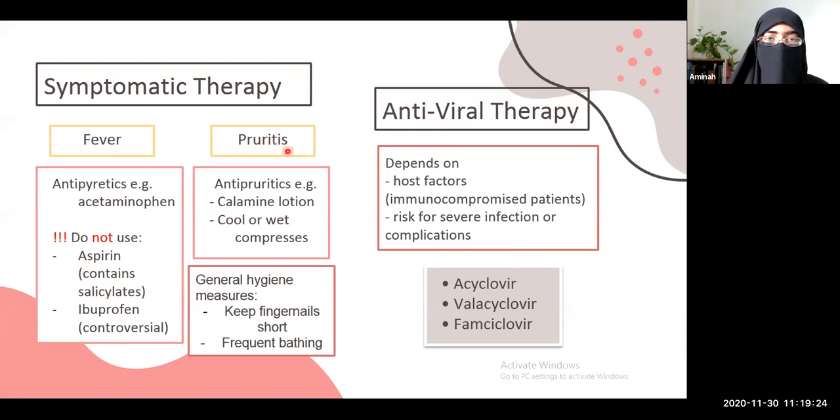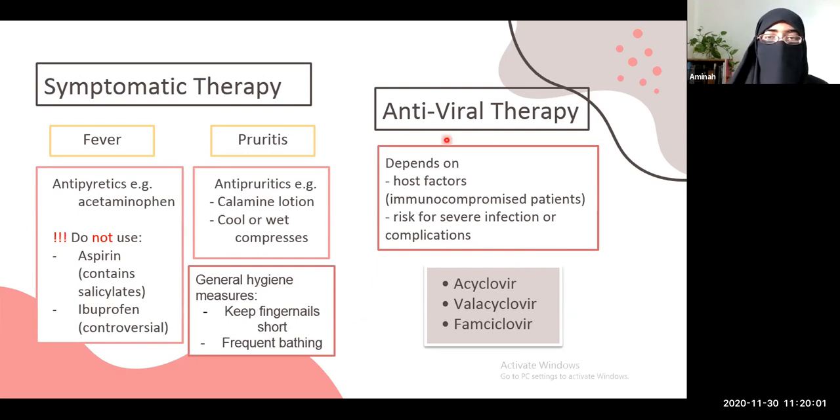For the pruritus, you can use antipruritics like calamine lotion or any other skin lotion or herbal remedies, or cool and wet compresses. And also because of the pruritus, the patient is advised to maintain hygiene by keeping the fingernails short to reduce scratching of the blisters, because the blisters can be itchy. But if you scratch it, it can cause secondary bacterial infection, which is one of the most common complications.